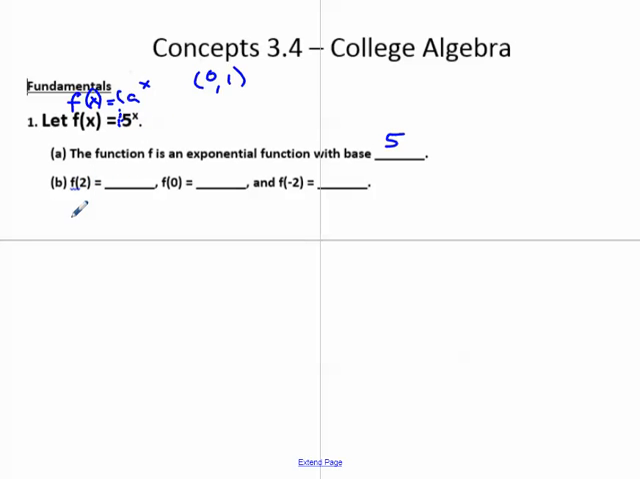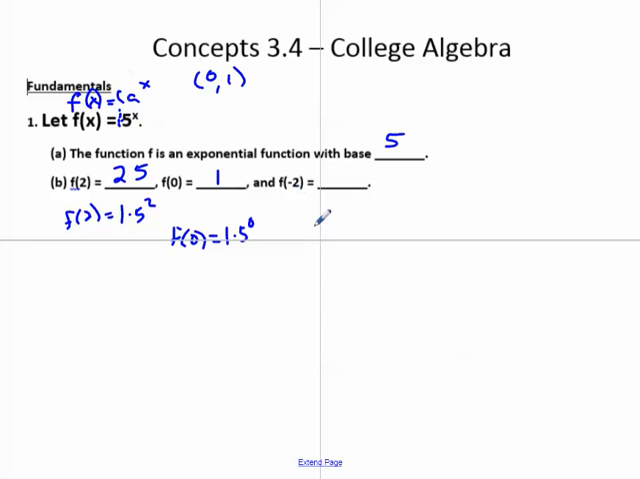So f of 2 means f of 2 equals 1 times 5 squared. So that would be 25. 1 times 5 squared is 25, done. f of 0 equals 1 times 5 to the 0 power. 5 to the 0 power is 1, times 1 is 1.